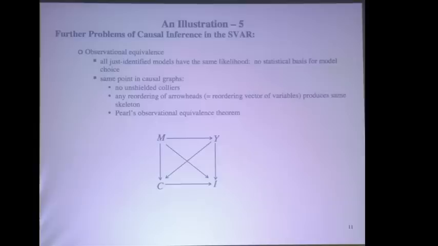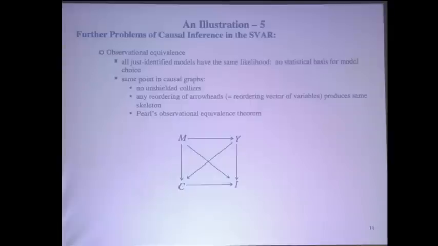Now, there's a further problem here with this typical way that economists do this, and that problem is, think about all the different orders you can put here. How could you distinguish one order from another? And the problem is that they're all observationally equivalent. And to an econometrician, what that means is every model, no matter how I put the order in there, as long as there are just enough restrictions to identify it, they all have the same likelihood.